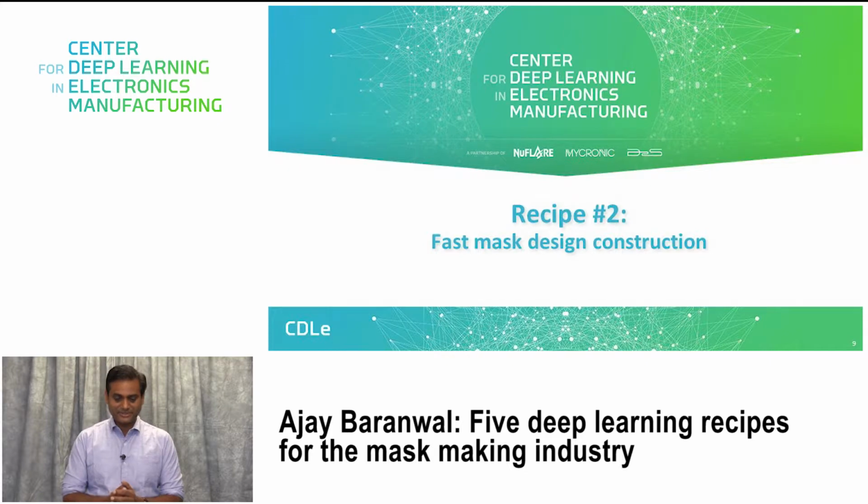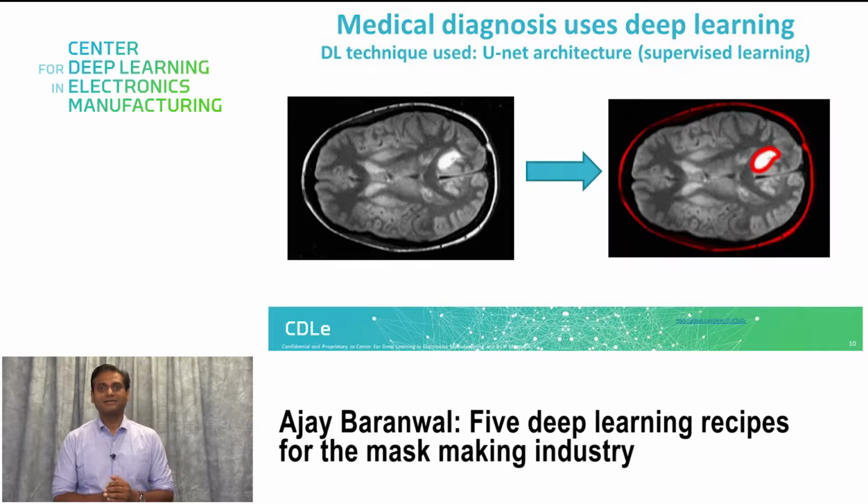I'll go to my second recipe. My second recipe is fast mask design construction, and the real world idea comes from medical imaging, diagnostics of human brain tumor using MRI scans. This technique came in 2015, I guess. The neural network type used was UNET, and using UNET, the engineers were able to diagnose, pinpoint, and segment out the problematic brain portion. As you can see in the picture on the right side, the red circle encapsulates the region which has a problem.